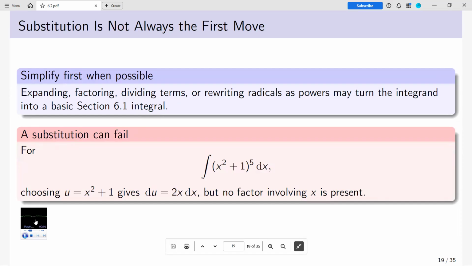An inside expression is useful only when its derivative can be matched. If the derivative is missing as a variable factor, a constant adjustment cannot fix it. This substitution has potential but no support, rather like a study plan created at midnight.